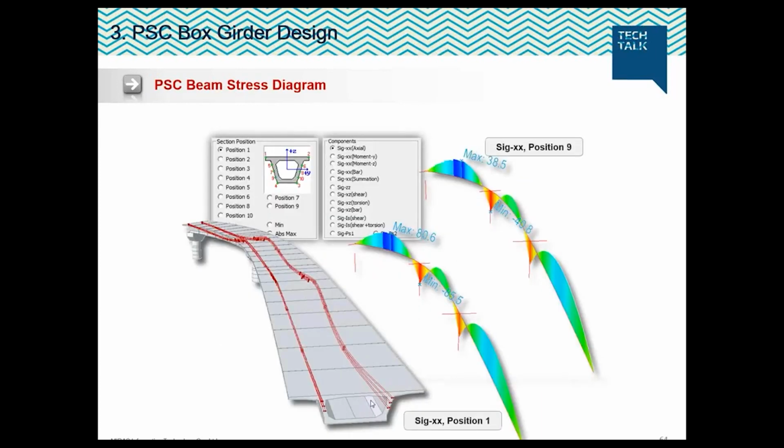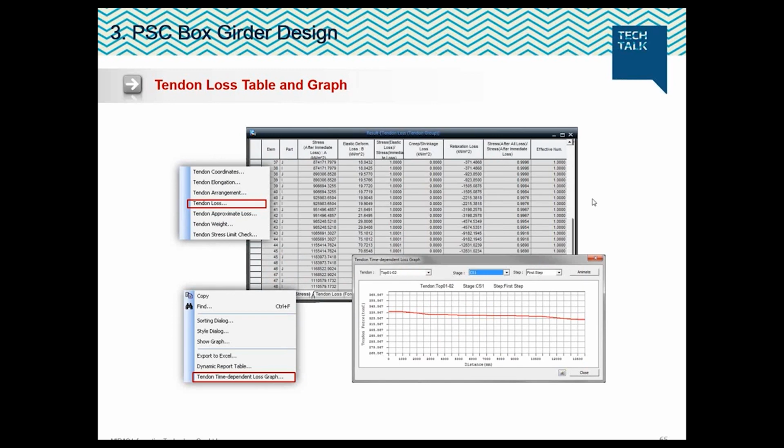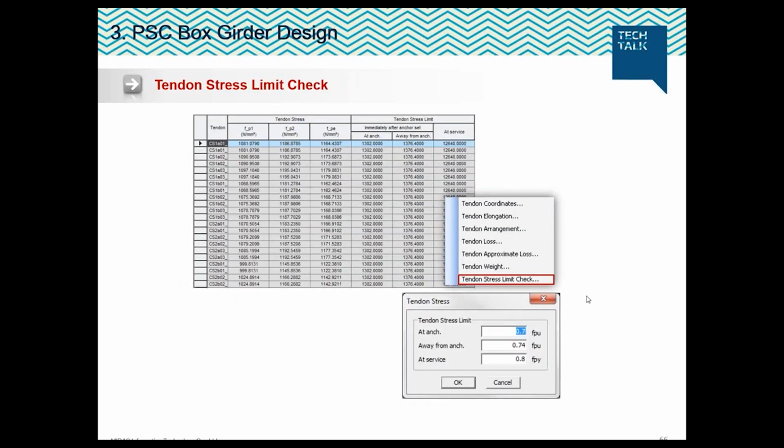And in case of the prestress bridge, the section size is very large, and it's not enough to check the stress at the top and bottom only. You want to see the stress, like the shear stress in the middle, the centroid position of the section, and some junction. You also want to check the stress. For that purpose, as you can see from here, all different positions can be specified by the user. We can check the stress, like the axial stress, summation, the normal stress, and then shear and torsion stress can be verified. And tendon loss, tendon stress limit check based on the limit value that the user will specify.